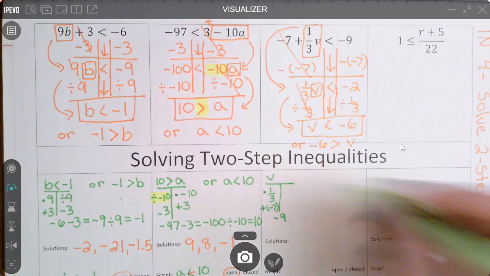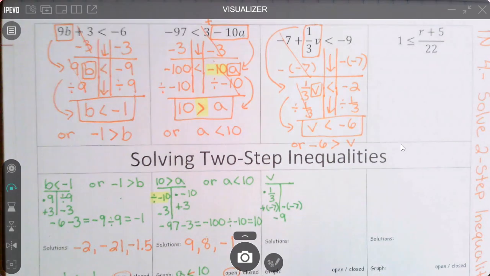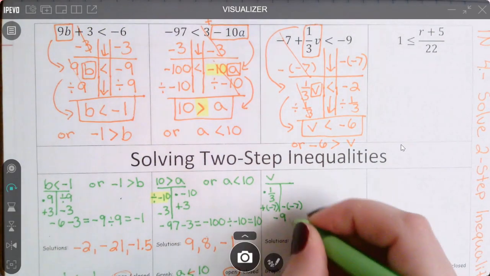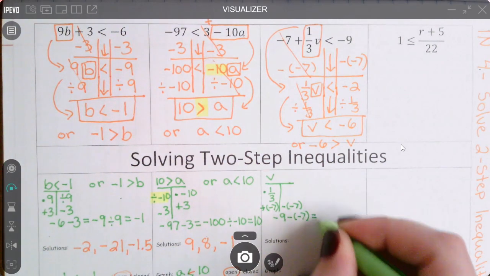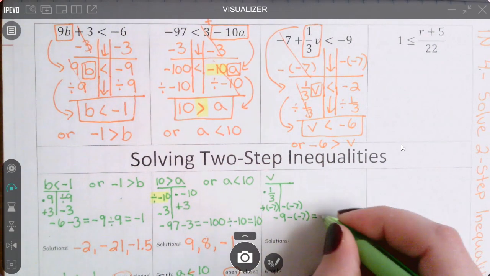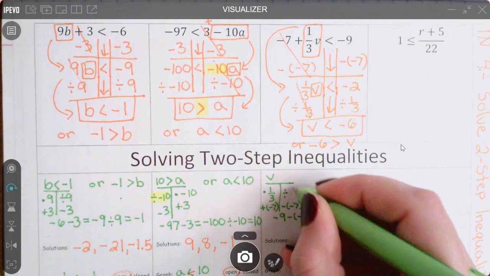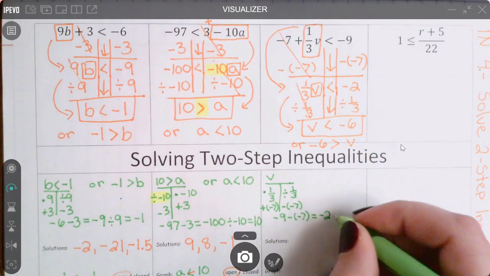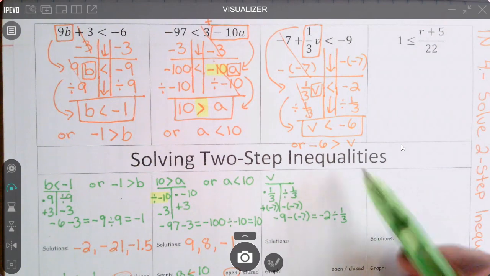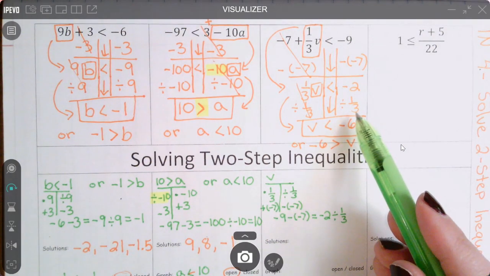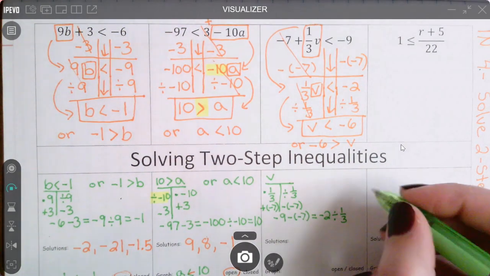And then I undo things. So the opposite of adding -7 would be subtracting -7. So -9 minus -7, again, that would be the same as adding 7, so -9 plus 7 would give me a -2. The opposite of multiplying by 1/3, dividing by 1/3. So you take the -2, divide by 1/3, and again, you probably would want Desmos to solve this, but we've already solved it up above. -2 divided by 1/3 would be -6.